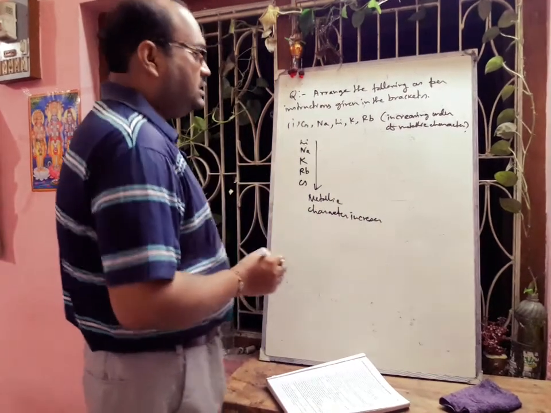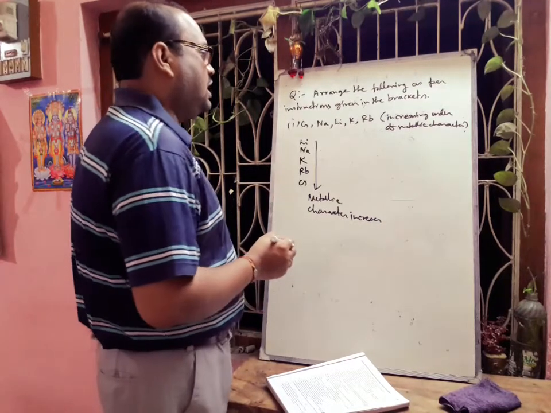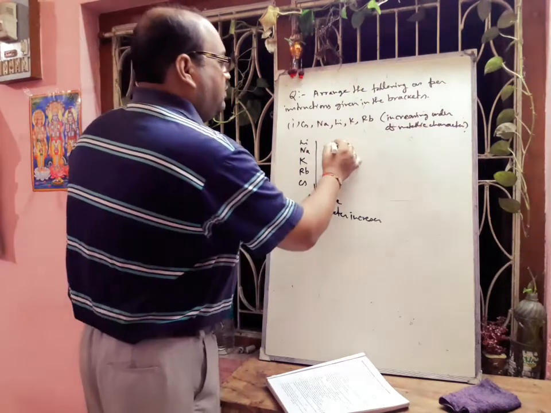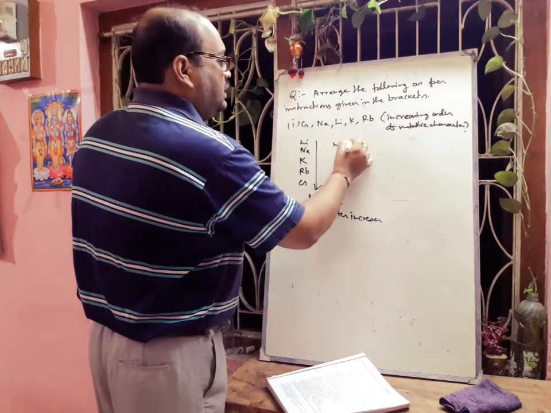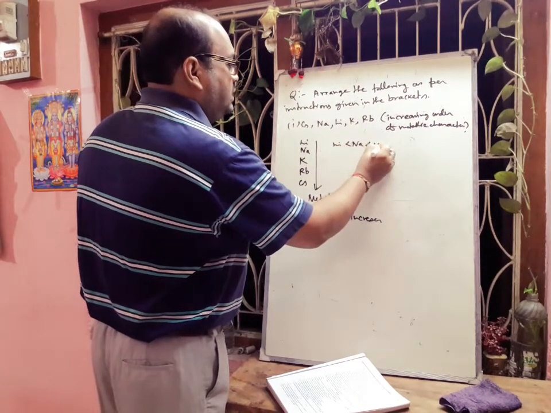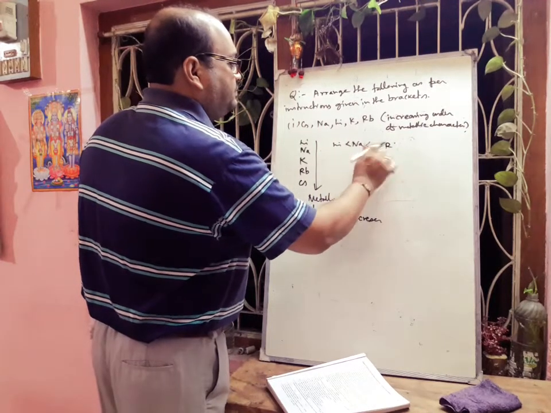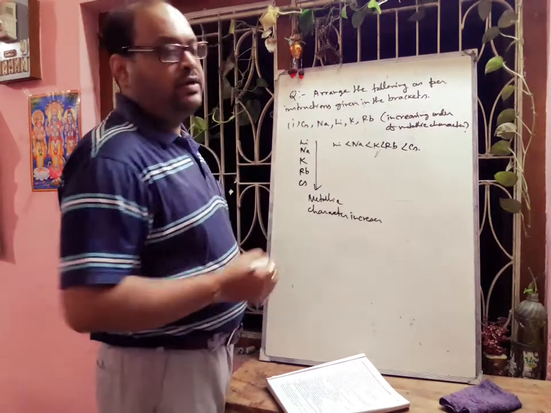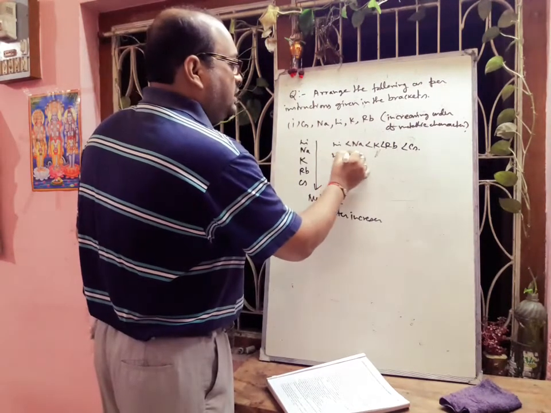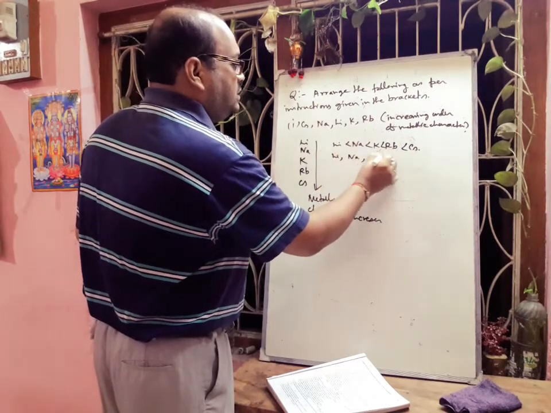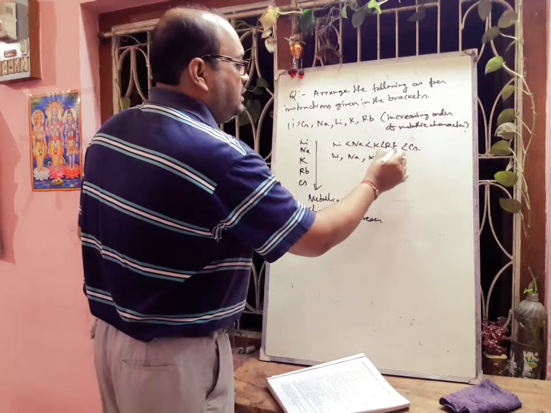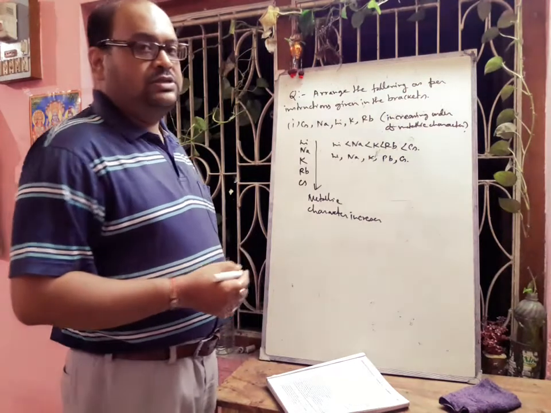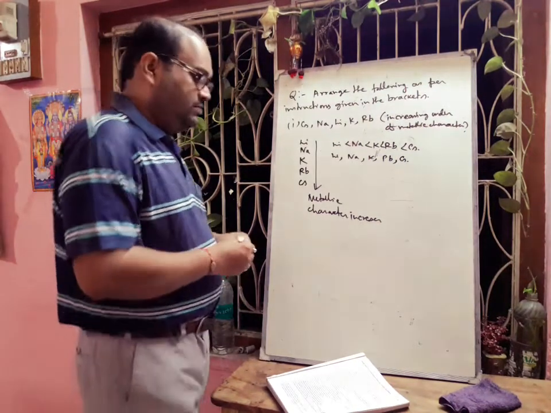So what will be your answer? Your answer for increasing order of metallic character will be: first lithium, then sodium, then potassium, then rubidium, then cesium. Okay, this type of question is important for your exam.